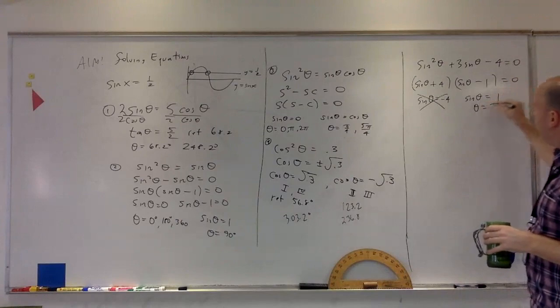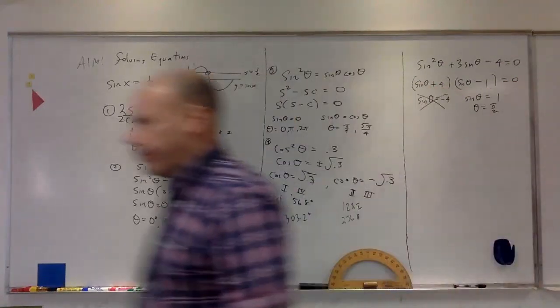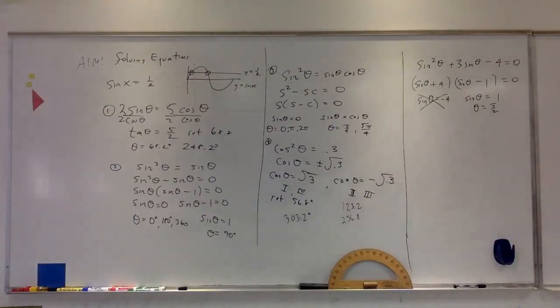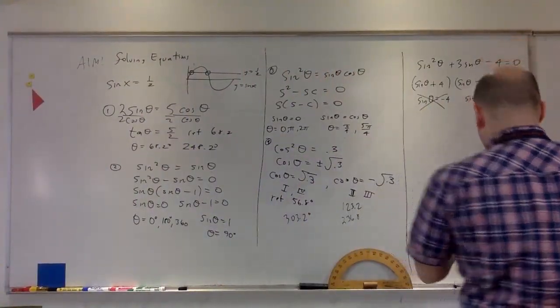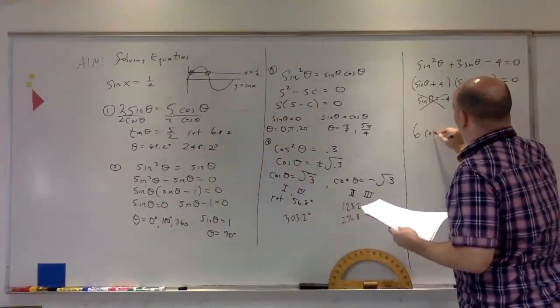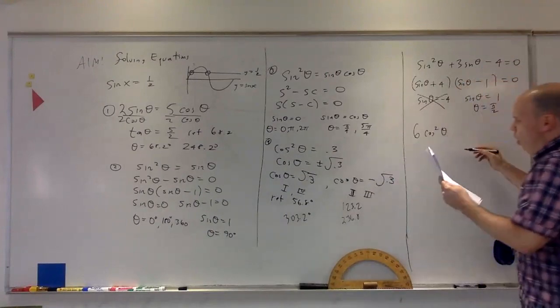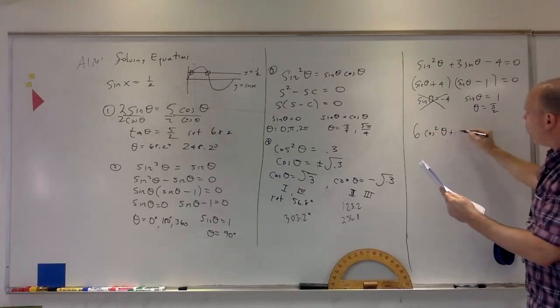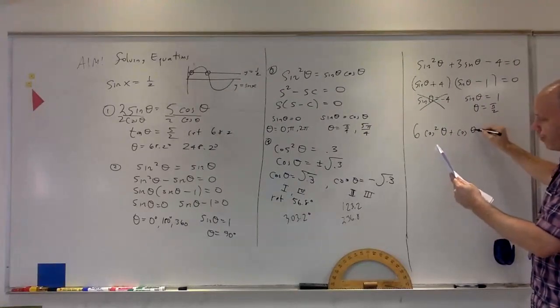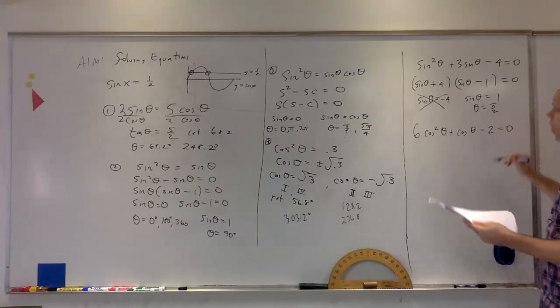What's going on here? Pi over 2. Sorry about that. Let's try another one. How about this one? 6 cosine squared theta plus cosine of theta minus 2 equals 0.